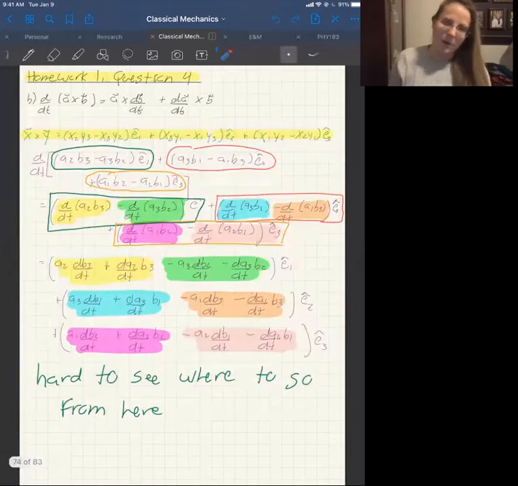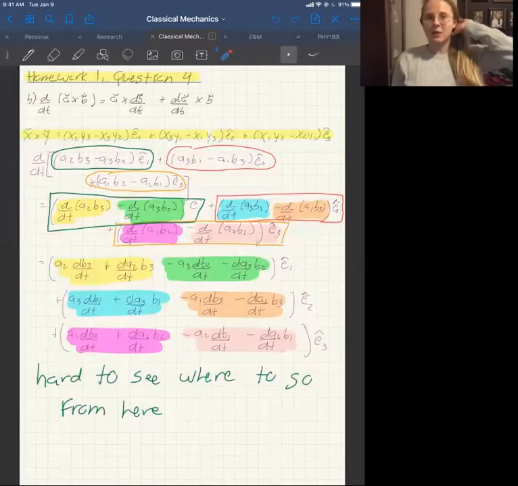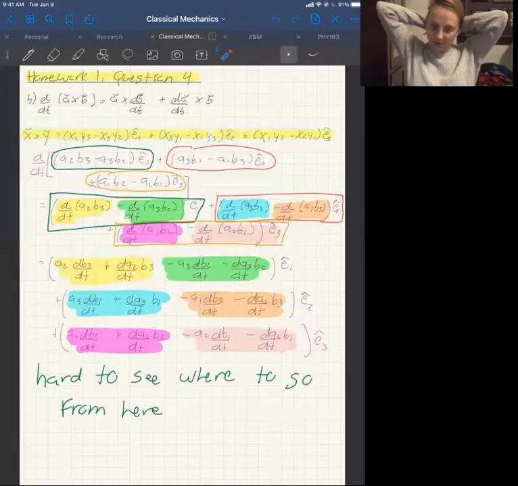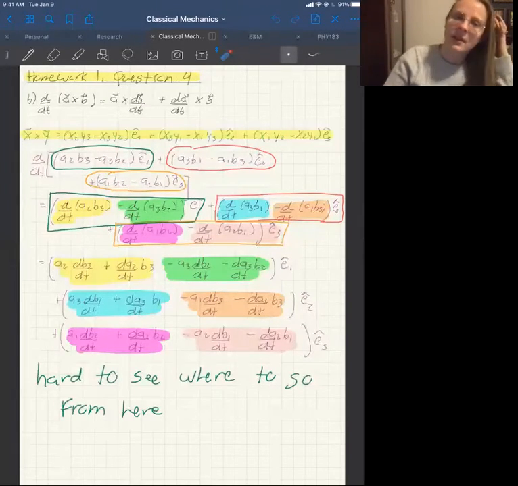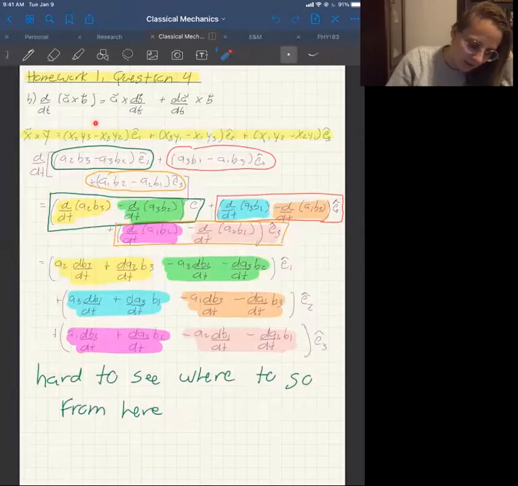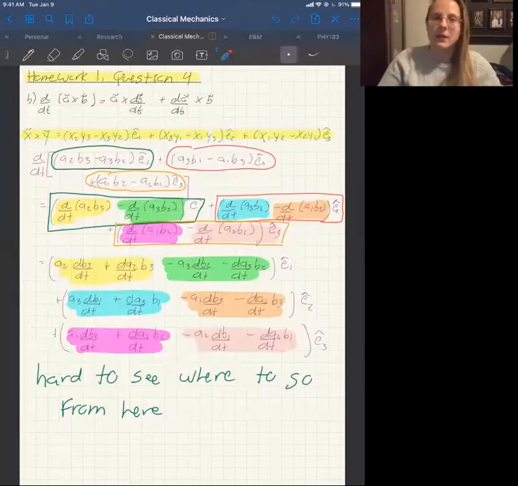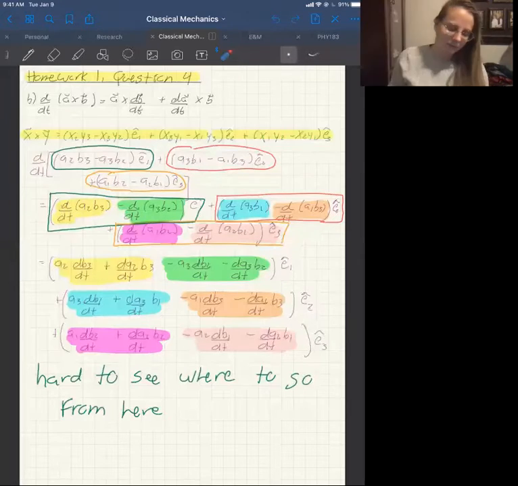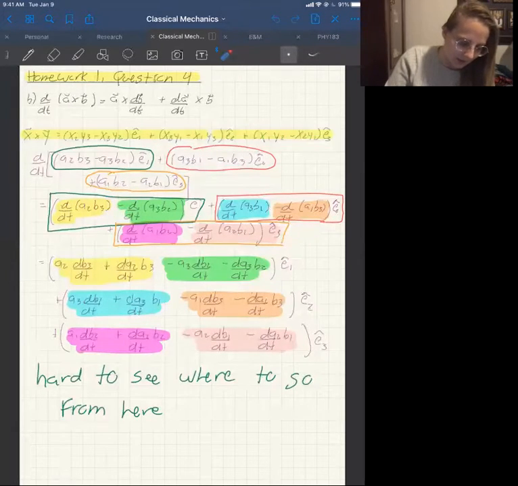Moving on to part B. Part B basically wants you to show that the product rule also works for the cross product. So similarly, I'm going to start from this equation, assume all my vectors have length 3, and then just expand A and B. So expanding A and B and then taking the cross product of them gives me this.